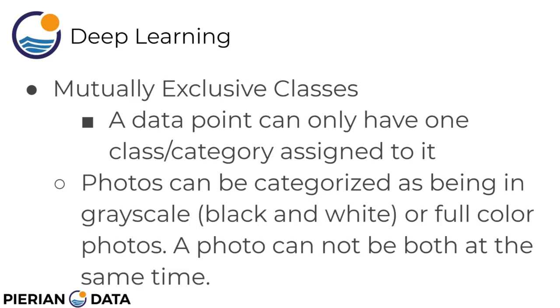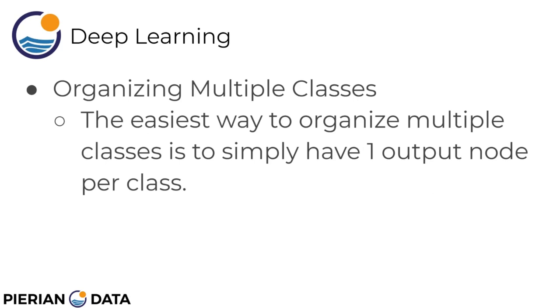For a mutually exclusive class, that data point can only have one class or category assigned to it. For example, photos can be categorized as being in grayscale, black and white, or full color. A photo can't really be both at the same time. It's either in grayscale, black and white, or full color. You can't assign both of those classes to a single data point. That wouldn't make sense. So that's mutually exclusive.